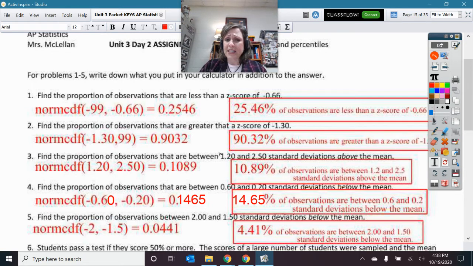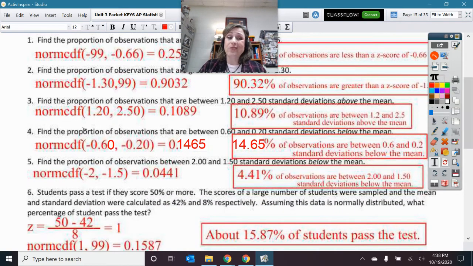Here we asked for between 1.2 and 2.55 standard deviations above the mean. So that's telling me these are positive z-scores, okay? And that matters. And now let's take a look at this next one. It asks for below. So what that's saying is that these are negative z-scores, all right? So negative 0.6 to negative 0.2, that was 14.65%.